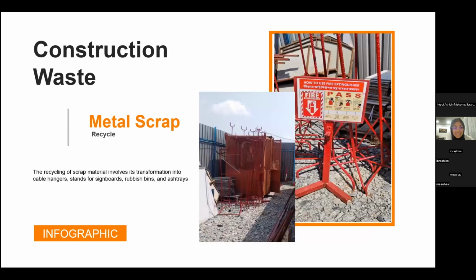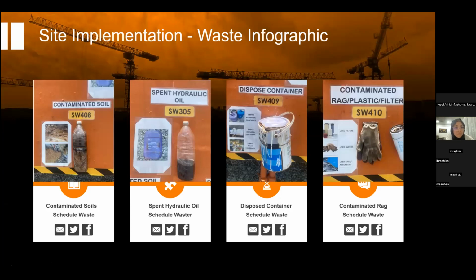And then for metal scrap, some metal which we cannot use, we sell. Those we can use, we transform into cable hangers. Normally the electrical cable is laid on the ground, so we modify this to become a cable hanger, a stand for the signages, and we also modify it to become a rubbish bin and ashtray. Interesting. Basically for all waste involving recycling, you just need to be creative at the site. You can do a lot.